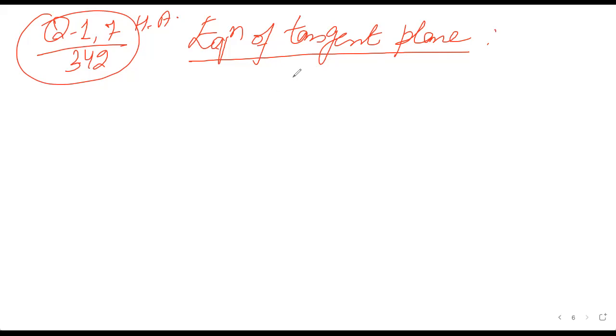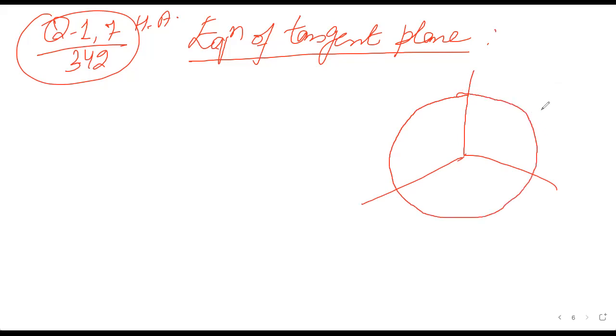Now, equation of a tangent plane. You know, because you have a space, in space you have the concept of a plane, right? So, if you have a sphere, I want to find what is the equation of a tangent plane. Because on the sphere, from any point, you can get a plane passing through any point. So, if you have this sphere, at any point here, you can have a plane. I can have a plane like this.